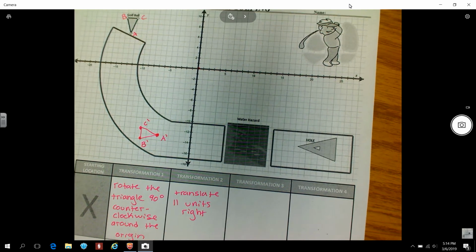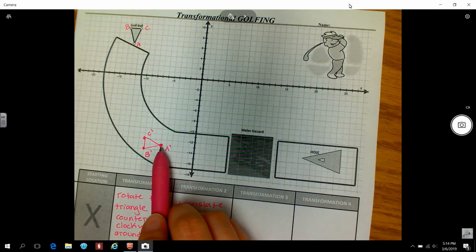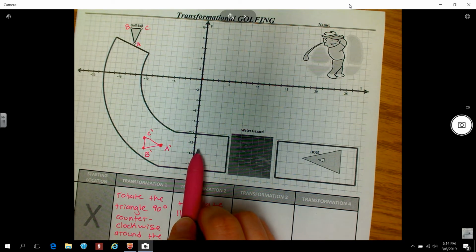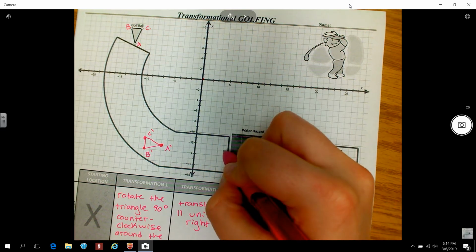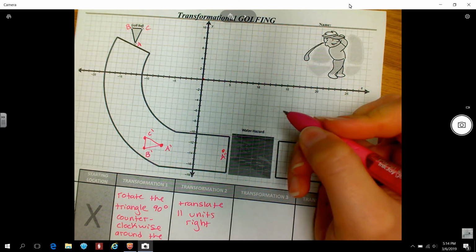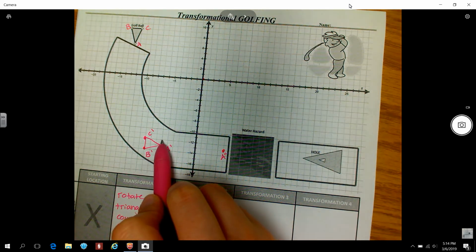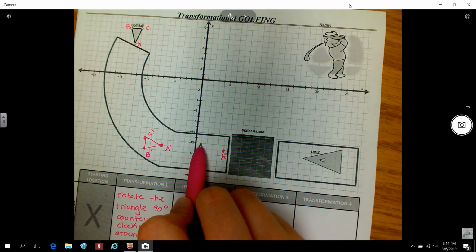So when I go up here to graph that, I'm going to move everything over 11. So 1, 2, 3, 4, 5, 6, 7, 8, 9, 10, 11. Do that with all my points. 1, 2, 3, 4, 5, 6, 7, 8, 9, 10.